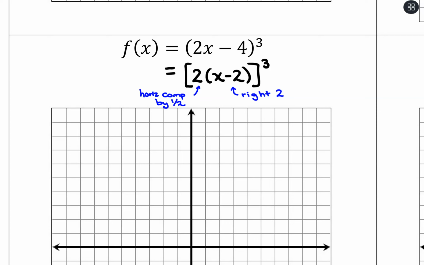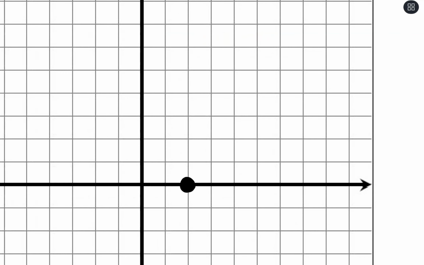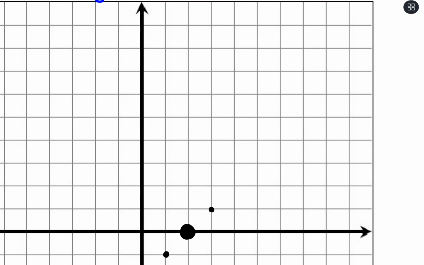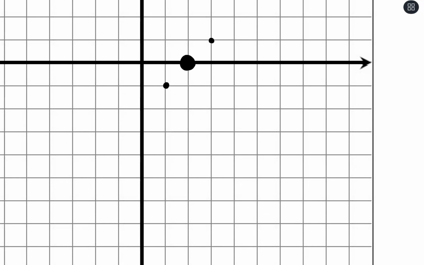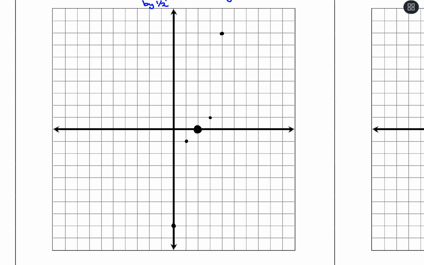But no reflections, so what I'm going to do is, usually my cubic function goes through the origin, but we're moving to the right 2 spots. So I'm going to move that over here. And then I would have right 1, up 1, left 1, down 1. And then if I went right 2, I would be going up to 8. So let's go 1, 2, 3, 4, 5, 6, 7, 8. And then similarly 2 to the left would go down 8. So that would be without any sort of vertical stretches or compressions or horizontal stretches or compressions.